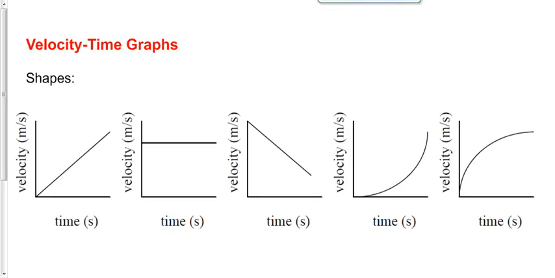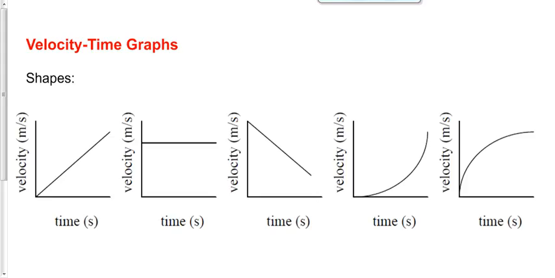This is a pretty easy slide for me to make because it's virtually identical to a slide that you've already seen before. I just copied it over and changed a couple words. Instead of position time graph shapes, we've now got velocity time graph shapes, but you notice that the shapes that we've drawn here are exactly the same as they were for the position time graphs. We just changed the y-axis.